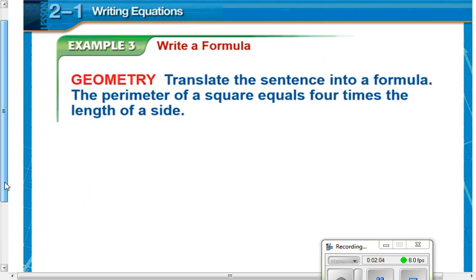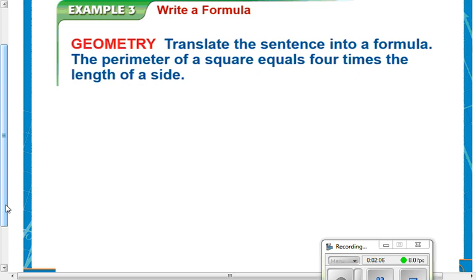Okay, we're going to do example 3. Now, after this video, I'm going to go back and I'm going to give you a chance to do the practice, okay? So right now, this is just all your notes. Example 3, we want to go ahead and translate the sentence into a formula, okay? The perimeter of a square equals 4 times the length of a side. Okay, let me do this really quick.